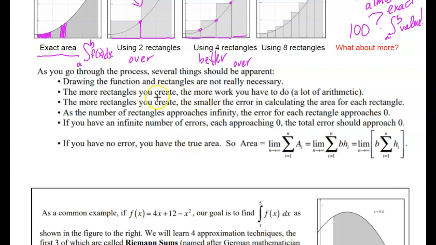So the more rectangles we create, the more work we have to do. And this could be by hand, this could be with a calculator. You really just have to be flexible. But the idea is this. We want the number to go to infinity. We're going to remember sigma means to add up. So we're adding up all those areas. And area is base times height. And really, because our base is going to be a uniform width, we can factor that out. And so we're really doing an infinite number of heights. That's the idea, okay?